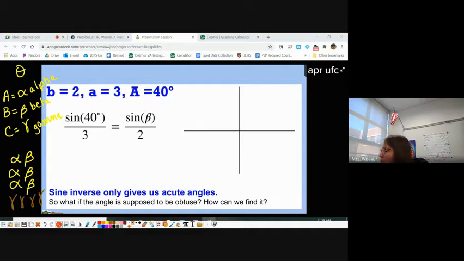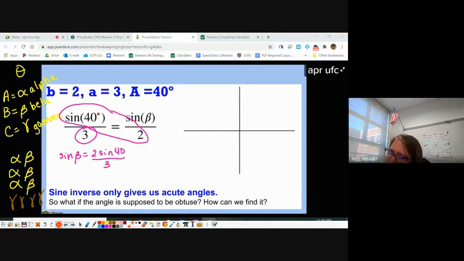All right. So when we go to do this, we're going to cross multiply in the direction that does not have the variable and divide by the other number. So the sine of beta is going to be 2 sine 40. Let me write that. The sine of beta will equal 2 sine 40 divided by 3.